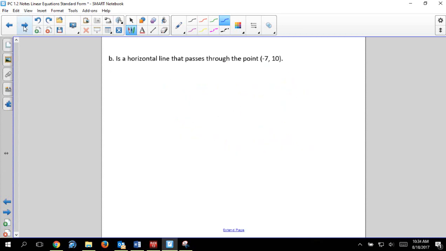Next one, we've got a line. It is a horizontal line that passes through the point -7, 10.